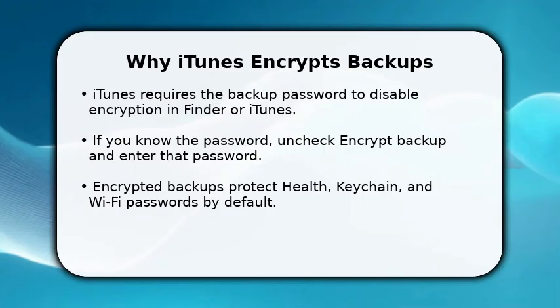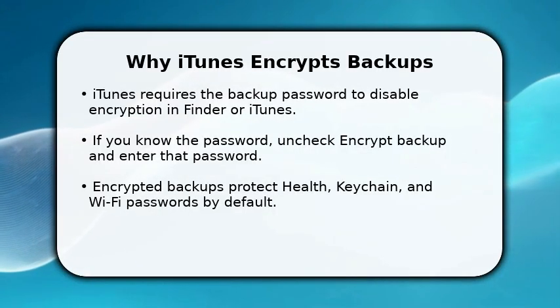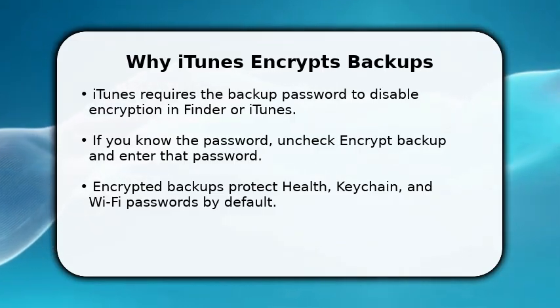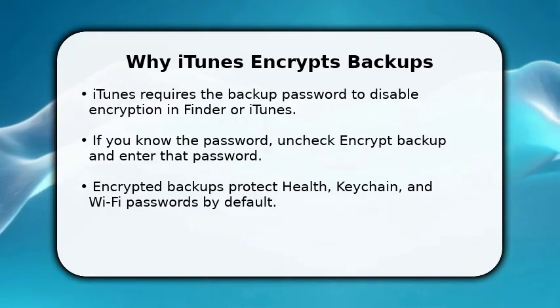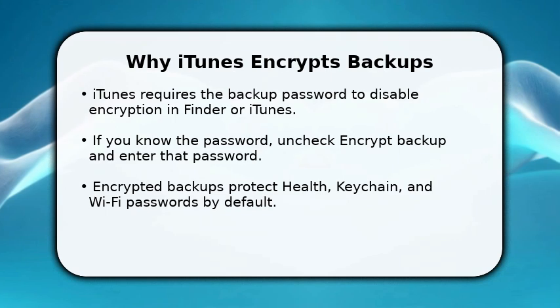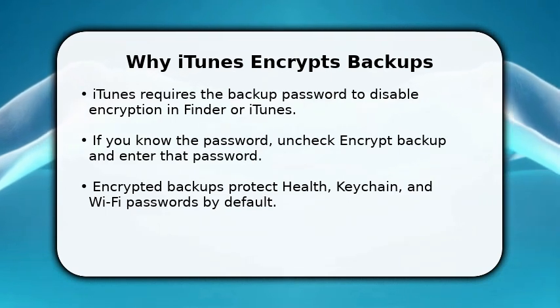Open Finder on Mac OS Catalina or later, or open iTunes on older Mac OS and Windows. Connect the iPhone with a cable and select the device icon. In Backups, uncheck Encrypt Local Backup and enter the backup password when prompted. If the password is known, encryption disables immediately, and you can create a new unencrypted backup.